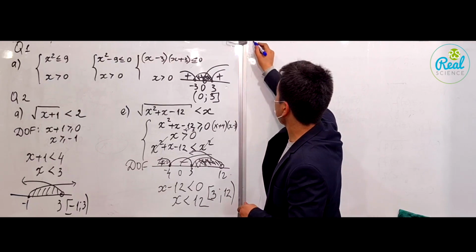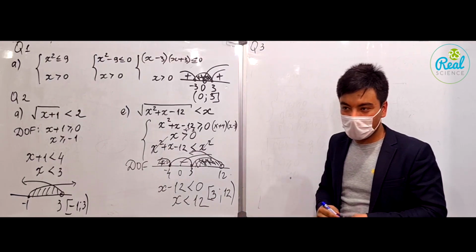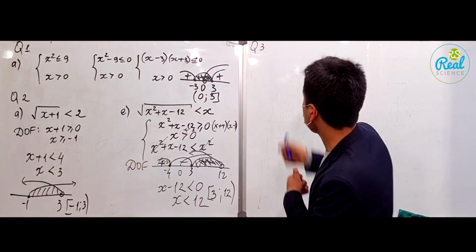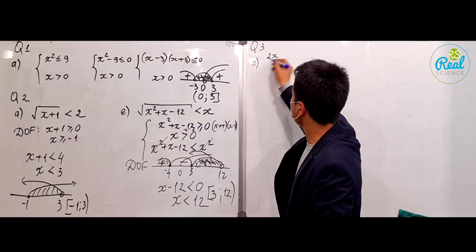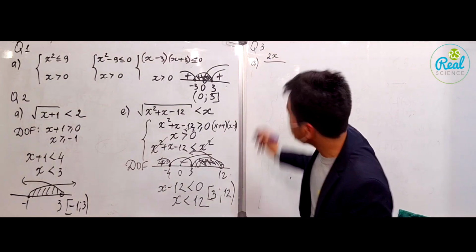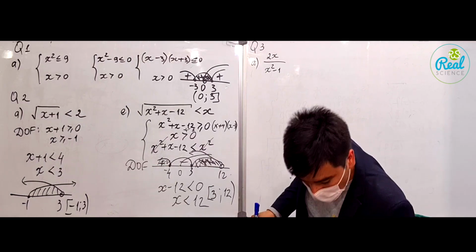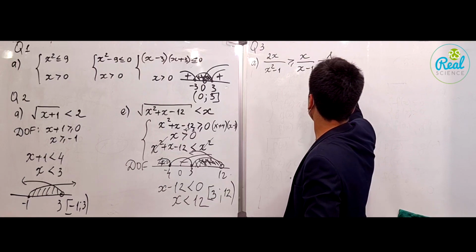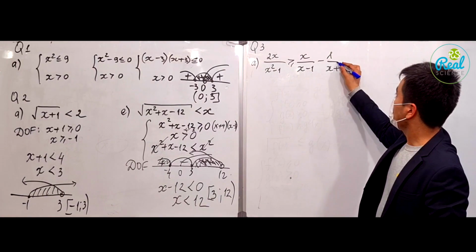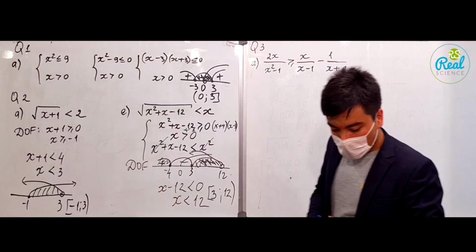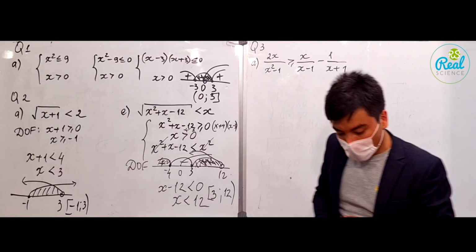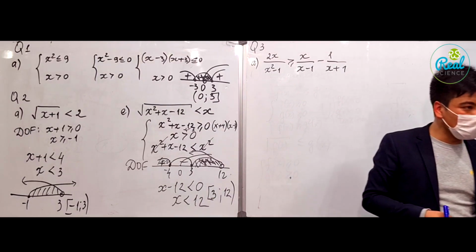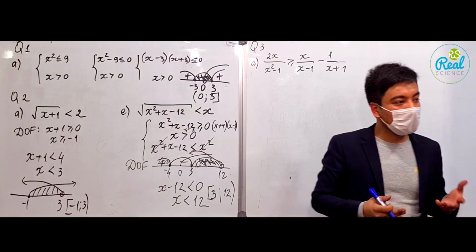So, question number 3, A1. 2x over x squared minus 1 greater than x minus 1, minus 1 over x plus 1, yeah? Like this, students? And we have to solve this one. To solve this, students, this is a fractional inequality, a rational one, not irrational, fractional.